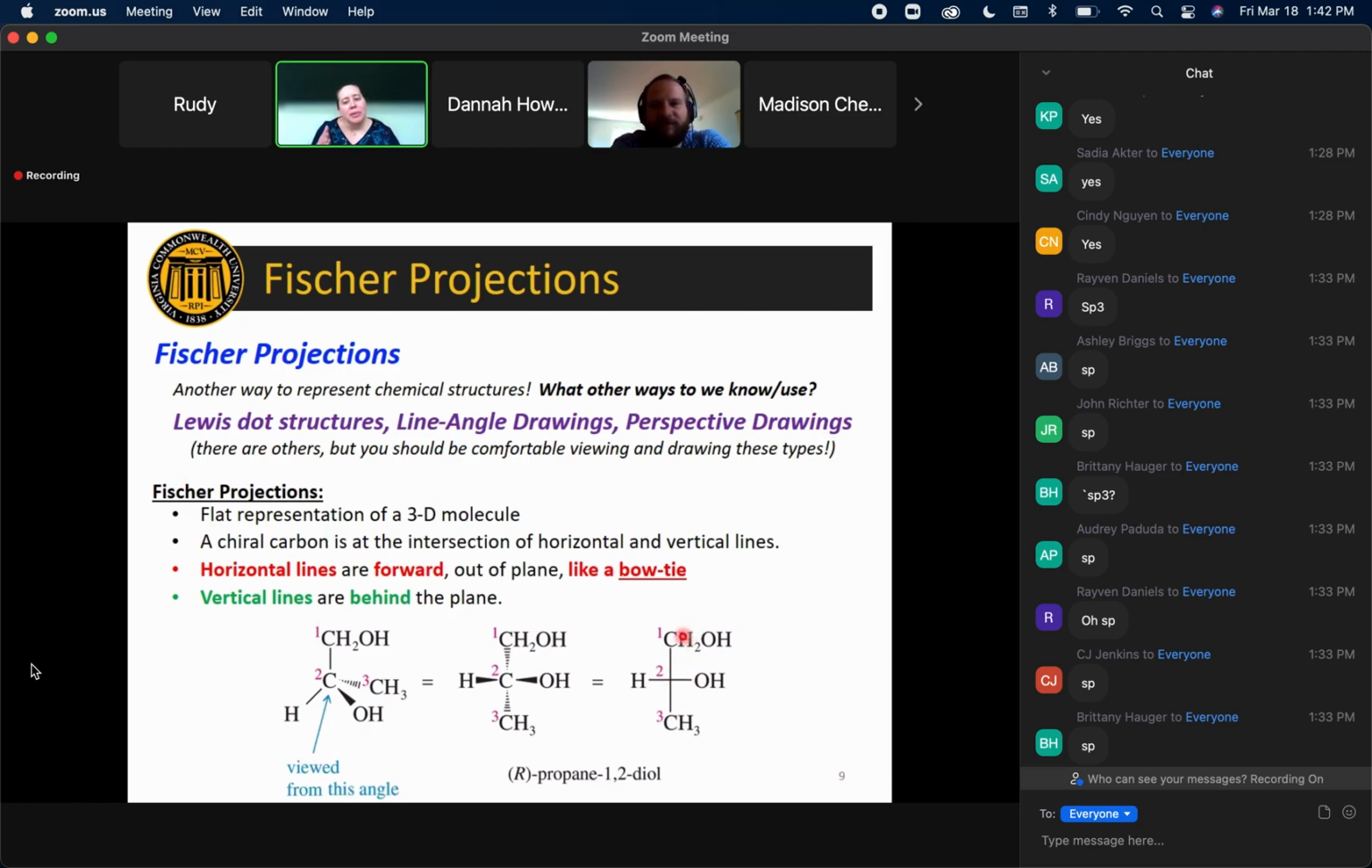It also turns out to be very useful for sugar chemistry. So things like glucose have 6 carbons in a row. And if you have the D versus the L glucose, most of those carbons have a hydrogen and a hydroxyl group.